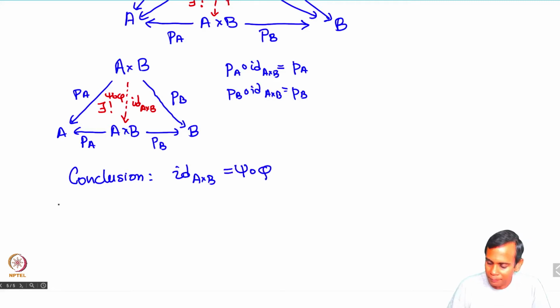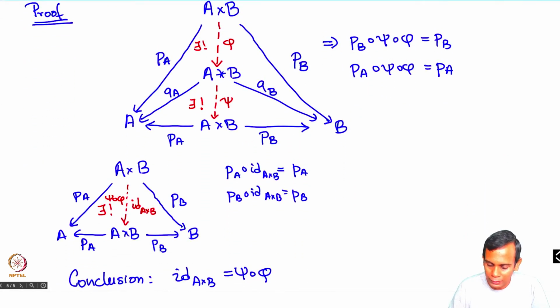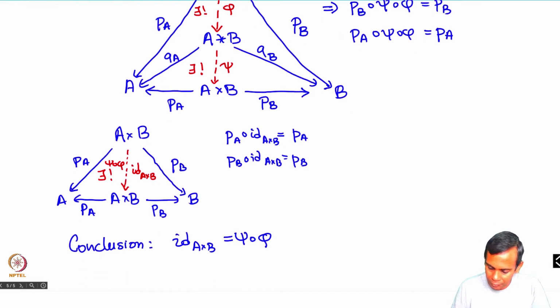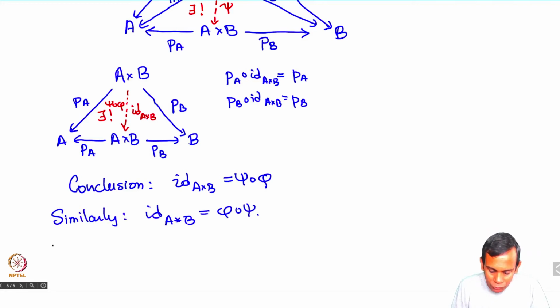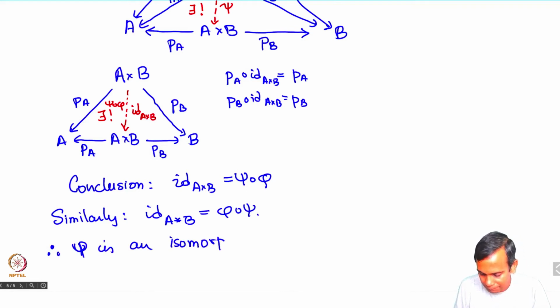And in a similar manner, where we would interchange the roles of A cross B and A star B in this diagram, we would be able to show that phi circle psi is also the identity of A star B. And therefore, phi is an isomorphism. It has an inverse, namely psi.